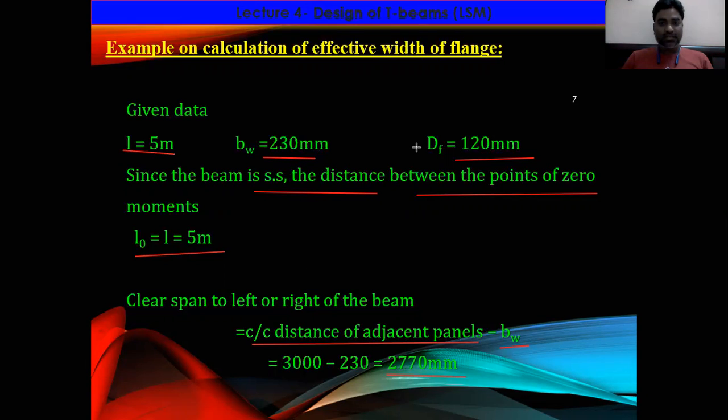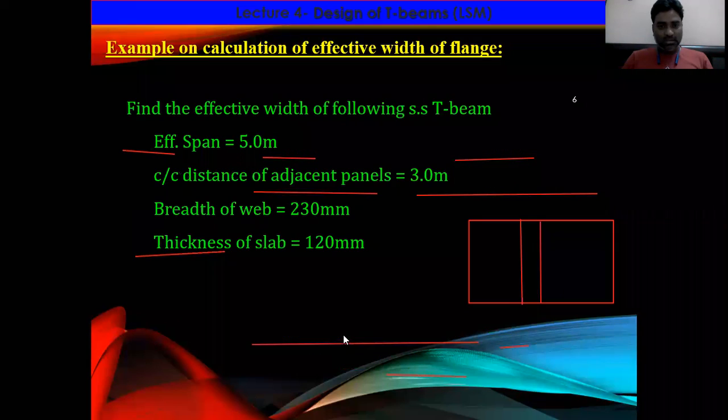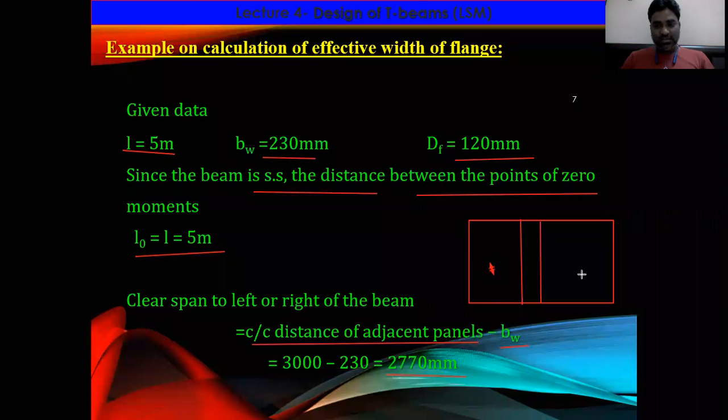That means suppose this is the middle of my T-beam, right? And L0 is nothing but the distance between the zero moment points. The center to center distance of adjacent panels is 3 meters. That means from this center to this center.